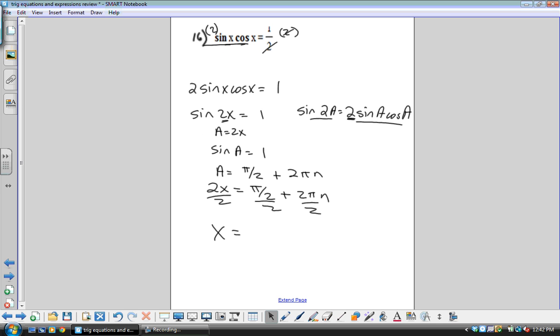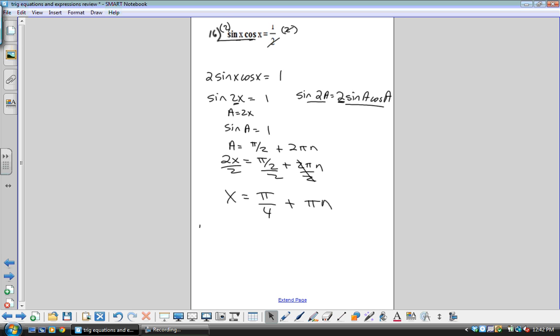So we'll get x to be pi over 2 would be pi over 4. And those 2's will go away, so that'll just be pi n. Now, let's just go through our values of n here that will work. So we'll start with n to be 0. So n equals 0. X would be pi over 4.